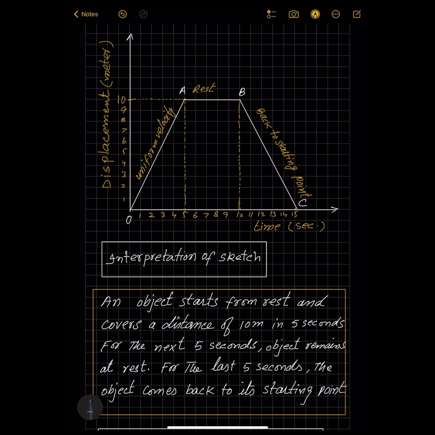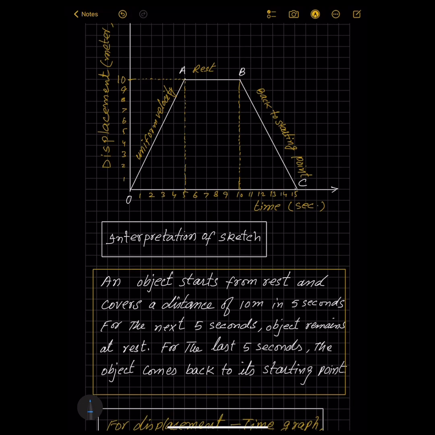For the next 5 seconds, जो line AB represent कर रही है, this is the horizontal line. The object remains at rest because no distance is covered. For AB, the object is at rest, and for the last 5 seconds, for the BC line, the object comes back to its starting point.